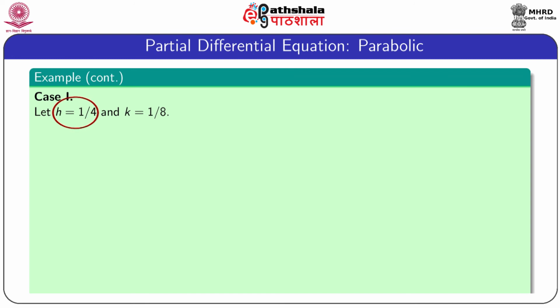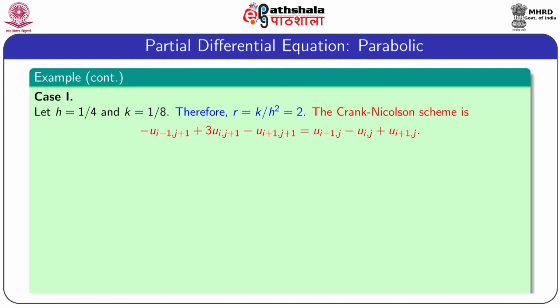First we consider h equal to 1/4 and k equal to 1/8. So, in this case the value of r equal to k by h square, which is equal to 2, and we mentioned that the Crank-Nicholson method is applicable for all values of r. The Crank-Nicholson iteration scheme is given by these equations.